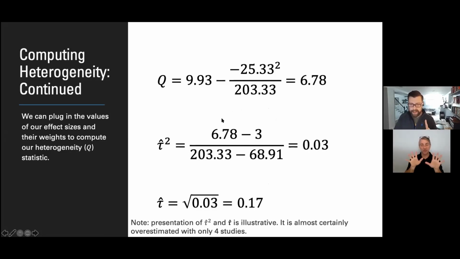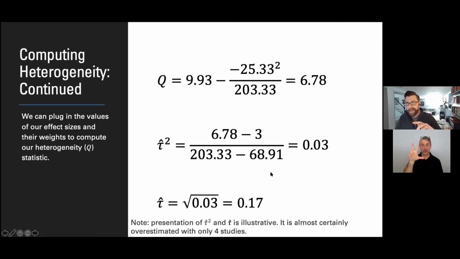But first, I just want to quickly address tau squared. We only have 4 studies here, so this isn't a great candidate for estimating tau squared with a lot of certainty. We're going to tend to overestimate heterogeneity in meta-analyses with fewer studies and smaller sample sizes. But this would give you a sense of how you would do it anyway. So you plug in our Q, our degrees of freedom term, and the other weighted effect size terms that we saw earlier, and we get a tau squared of about 0.03.